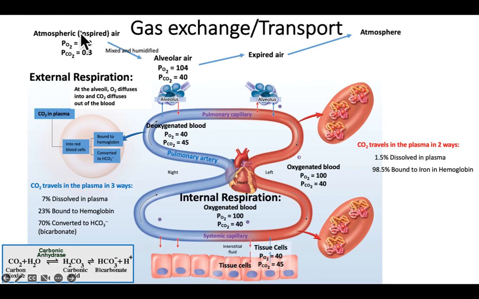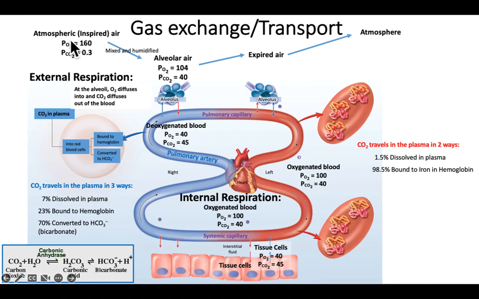So this is atmospheric air, okay? Air in the atmosphere has a certain amount of oxygen, okay? That number is 160 millimeters mercury. So if you looked way back when we talked about partial pressures, that's the amount of oxygen in the atmosphere. Carbon dioxide was 0.3 millimeters mercury. All right, so those are the partial pressures of the two gases in the atmosphere. Now remember the biggest number was for nitrogen, but we don't really care about nitrogen. We're focusing on the oxygen and the carbon dioxide. Humans get nitrogen from the food we eat. We don't obtain the nitrogen from the atmosphere.